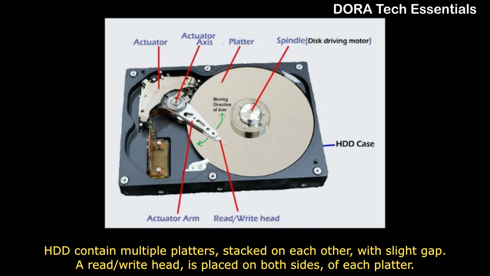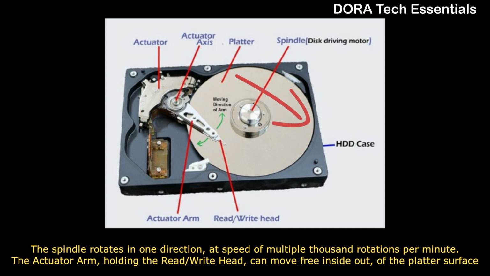HDD contains multiple platters stacked on each other with a slight gap. A read/write head is placed on both sides of each platter. The spindle rotates in one direction at a speed of multiple thousand rotations per minute. The actuator arm holding the read/write head can move freely inside and out of the platter surface.